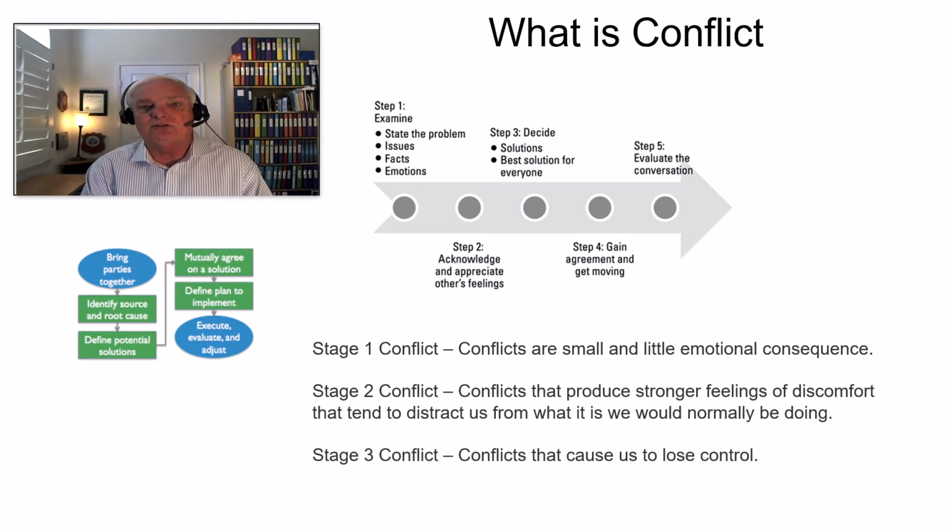It could just be that two people disagree over something like the Dodgers are better than the Mets. The Mets are better than the Dodgers. Hey, we agree to disagree. Not a problem. Stage 2, the conflict that produces stronger feelings and discomfort that tend to distract us from what we would normally be doing.